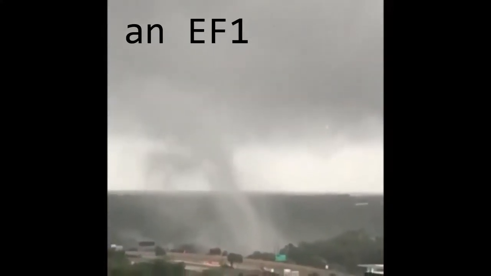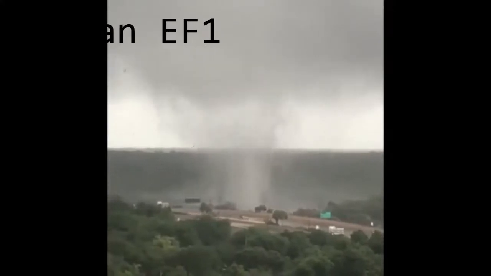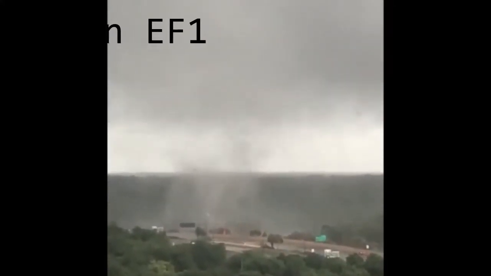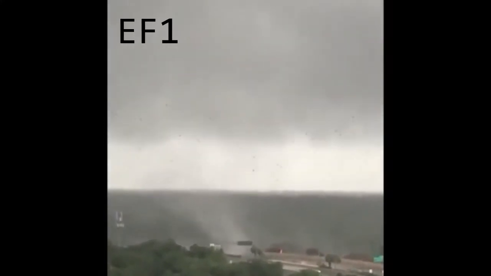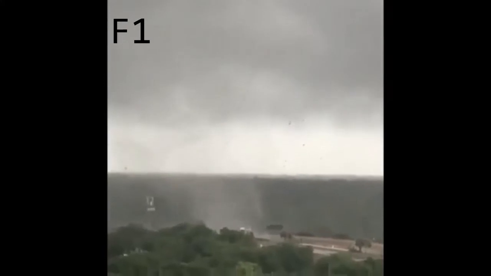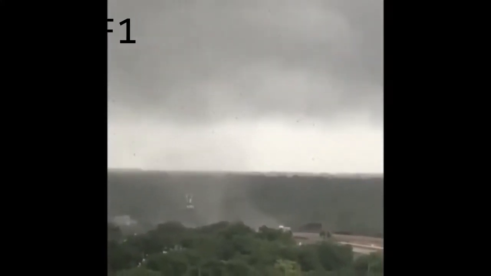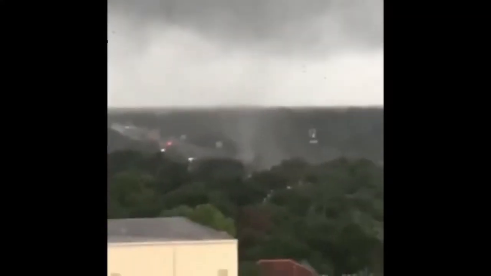The next one you get up there is an EF1. They have sustained winds of 86 to 110 miles an hour, or 138 to 177 kilometers per hour, and they will give moderate damage. So, a small example of damage would be roofs severely stripped, mobile homes overturned or badly damaged, loss of exterior doors, windows and other broken glass.